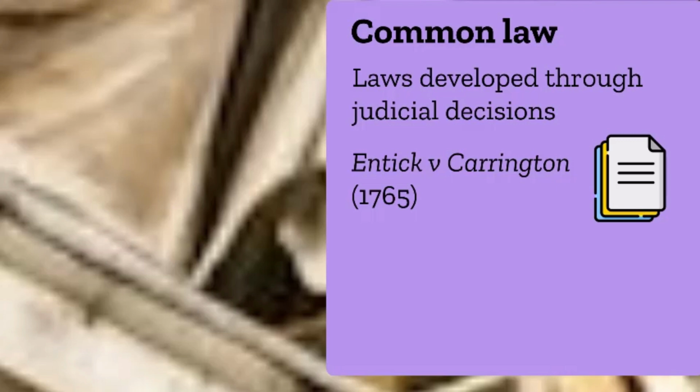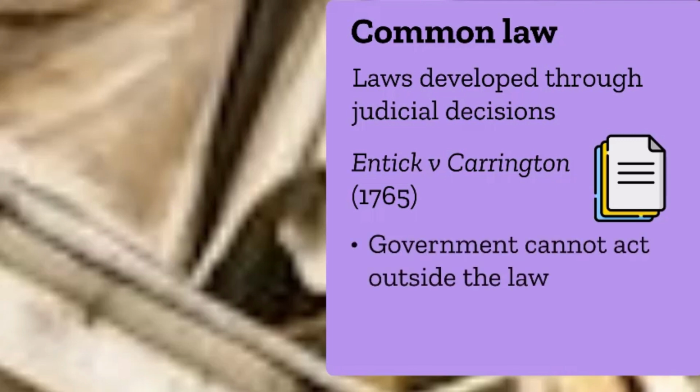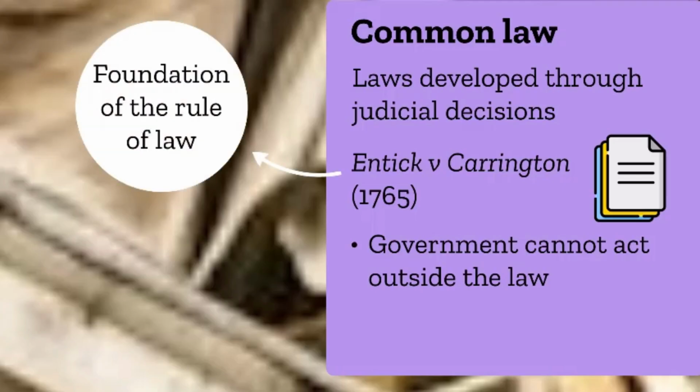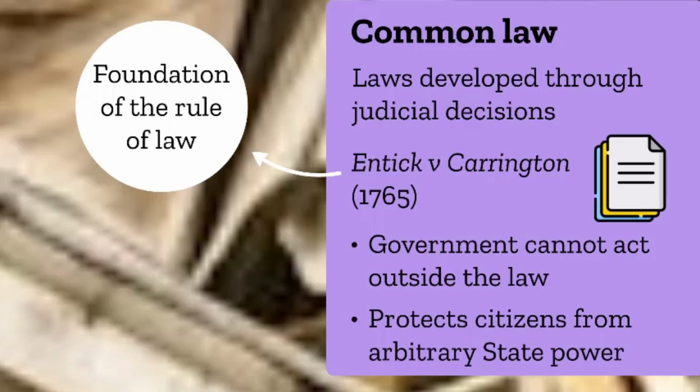And when the judgment was delivered, it was found that the government cannot act outside the law. So just as the Magna Carta said that the king couldn't act outside of the law, this common law case of Entick versus Carrington established that the government cannot act outside the law as well. So one of the foundations of the rule of law here is the idea that absolutely no one, no individual, no entity is above the law, is outside the law. So very, very important case there.